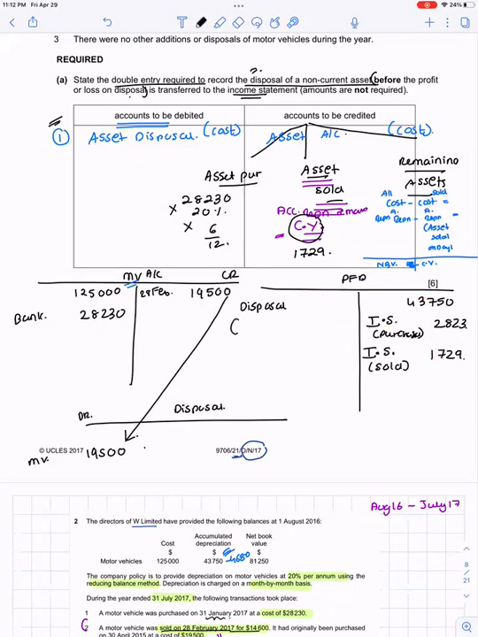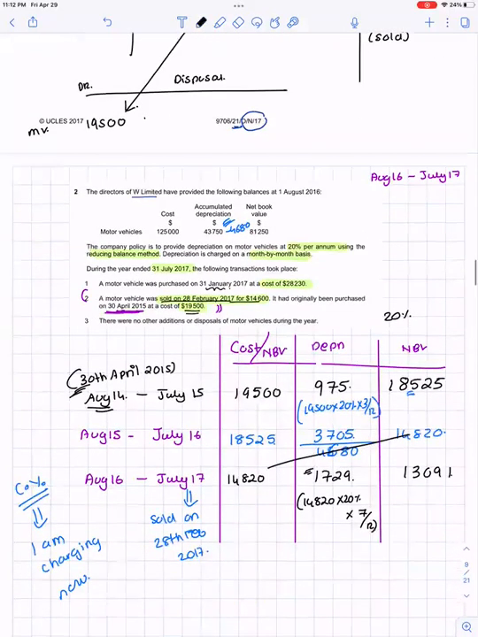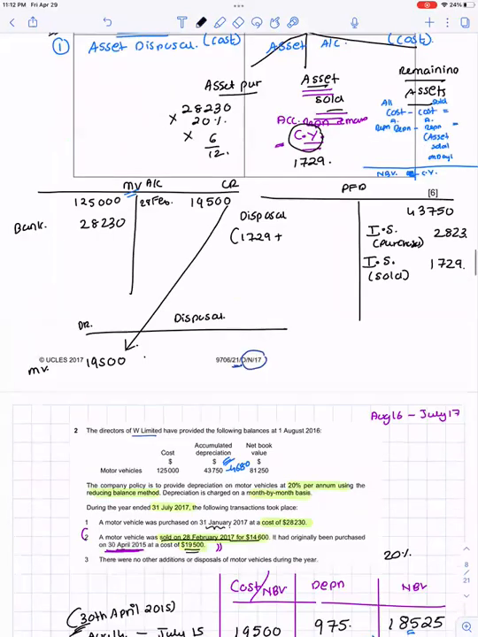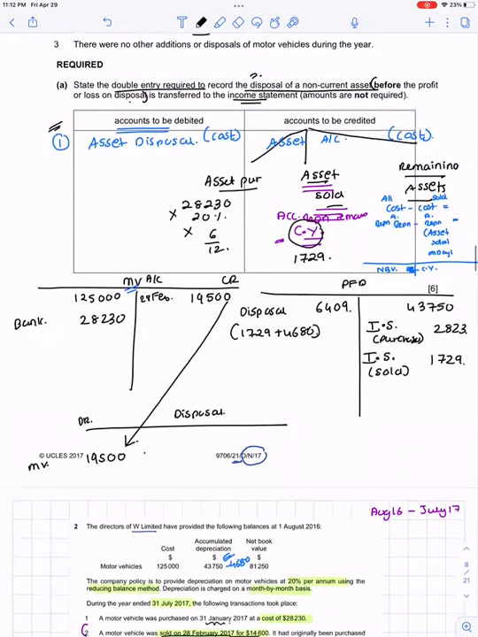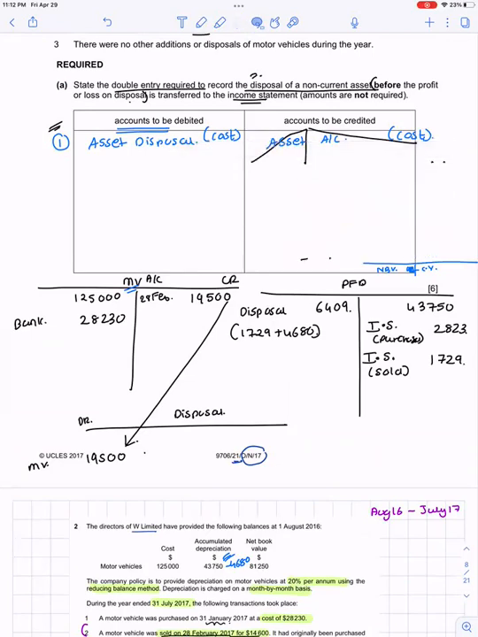So 1729 is the current year's depreciation. And the old depreciation for the past 2 years is how much? 4680. So 1729 plus 4680, total depreciation is 6409 that I am disposing of. Are you with me? Yes. Okay. So what would be the second entry for disposal?